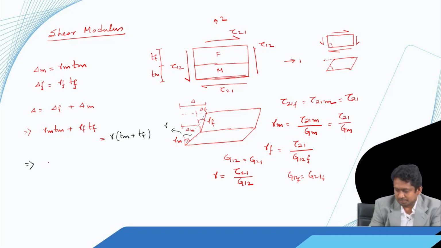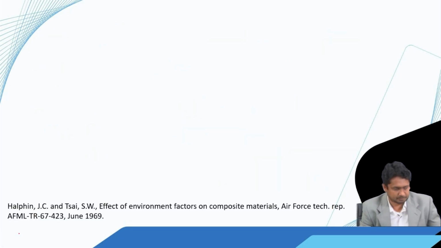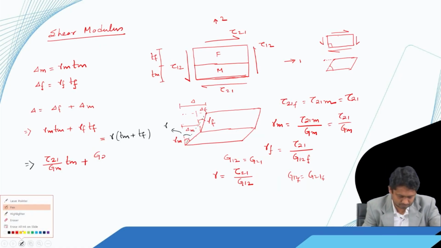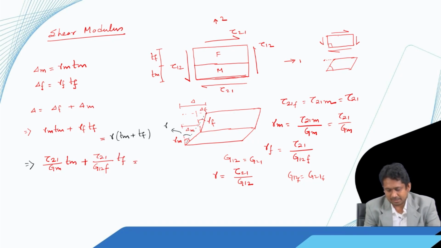Now, we can put everything here, and that gives us tau 21 divided by Gm multiplied by Tm plus tau 21 divided by G12f multiplied by Tf, and that is equal to tau 21 divided by G12 multiplied by Tm plus Tf.